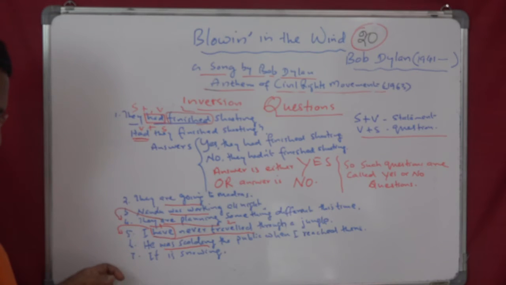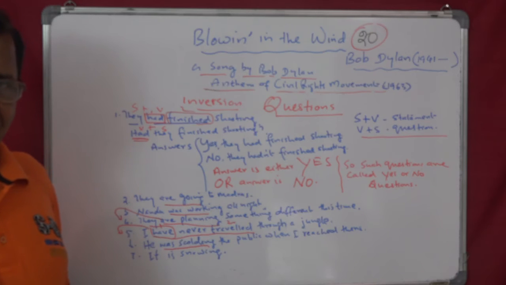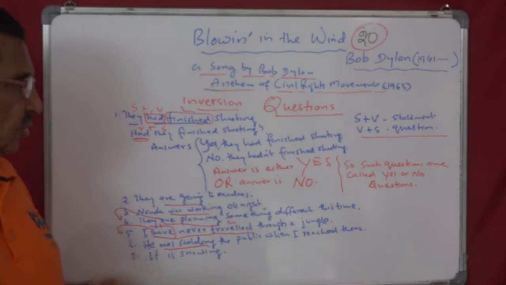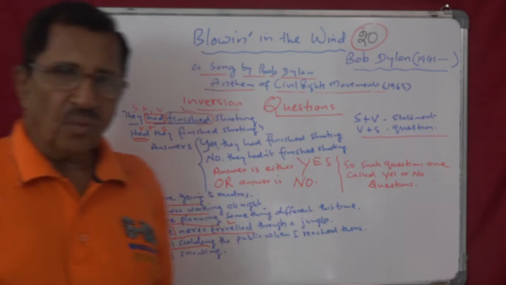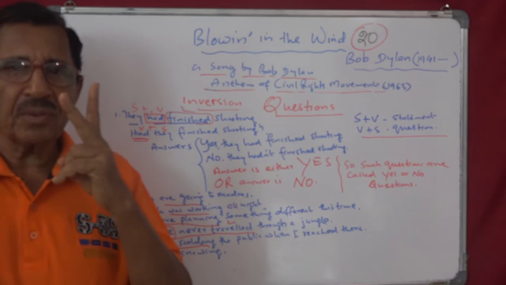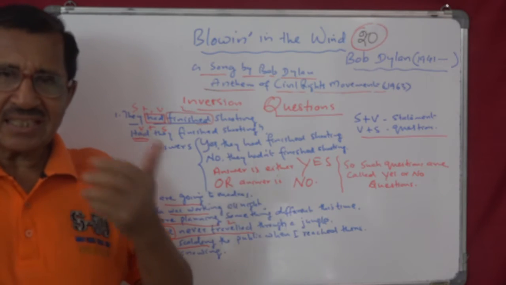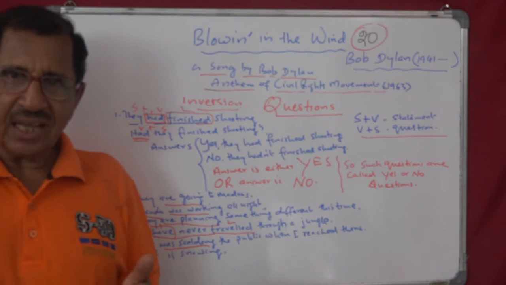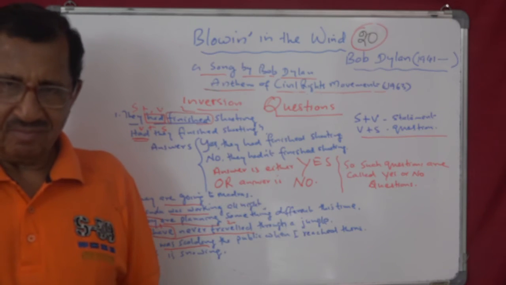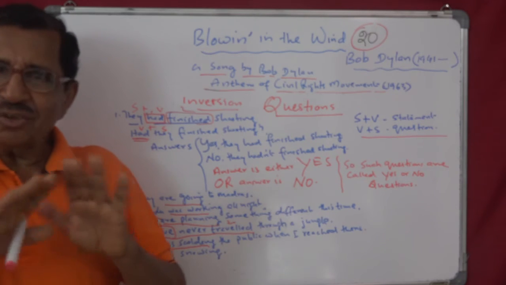And the next one, 7, it is snowing. Very simple. Is it snowing? When you ask such questions, what are the possible answers? There are only two possible answers. What are they? Either you can say yes or the answer is no. There is no third option.